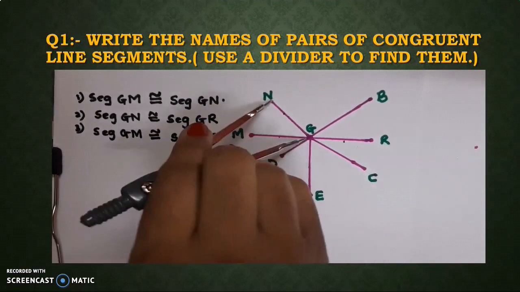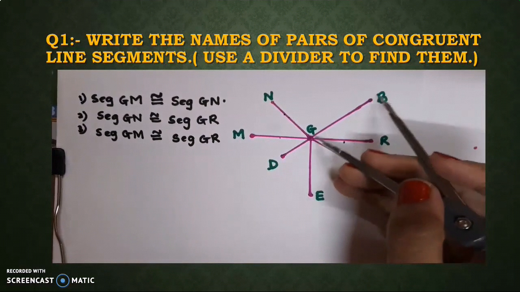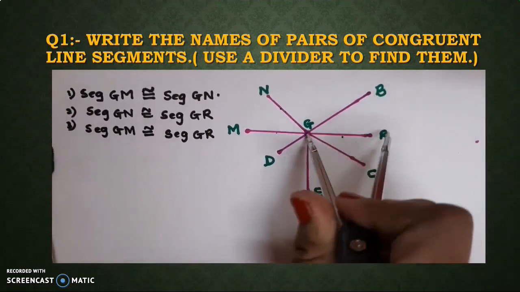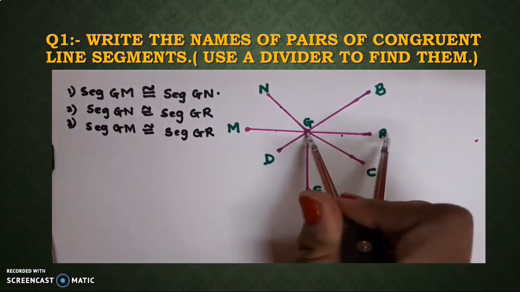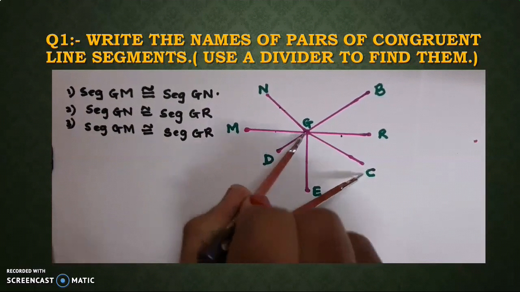We have seen GM and GN are the same. Now we will see GB. If I am opening my divider from G till B, I am getting this much length. Now bring it till R. Are they both the same? No. This is an extra side. Now GC, no, that GC is also a little smaller.